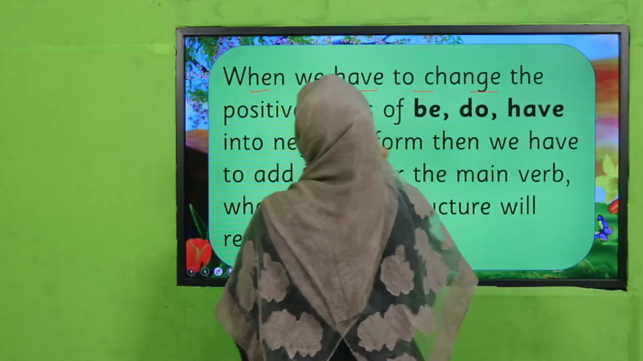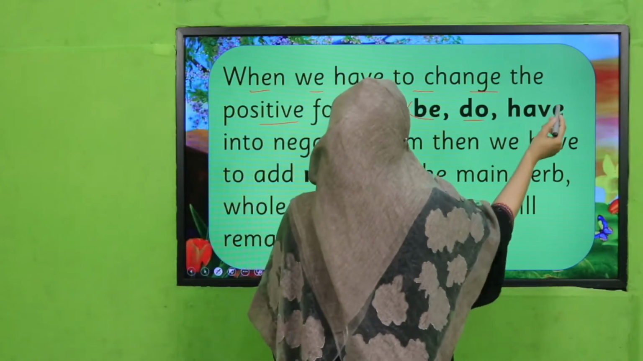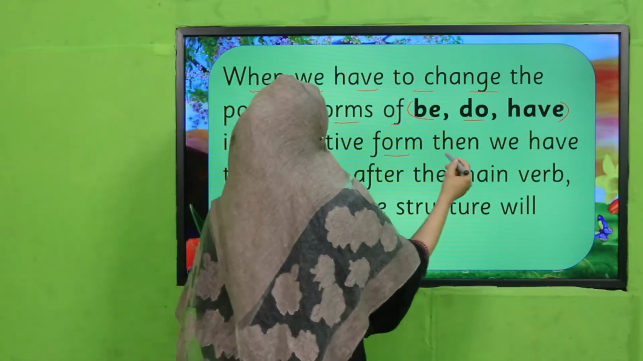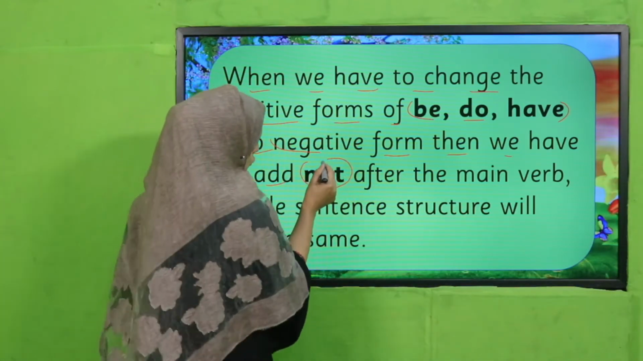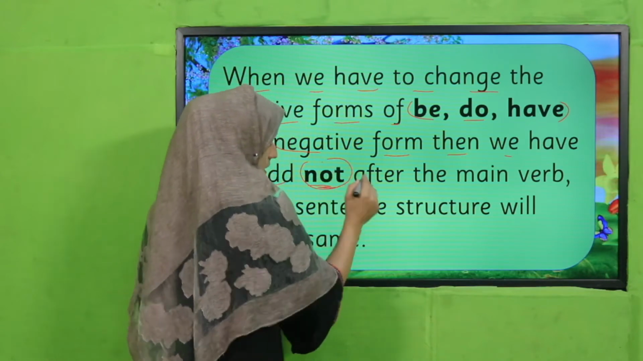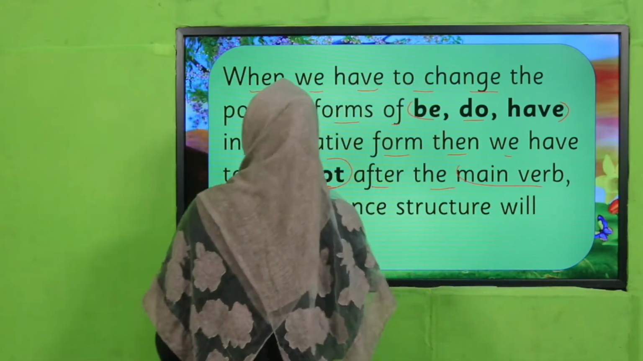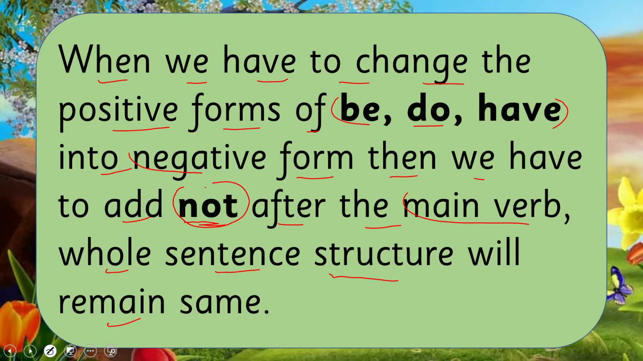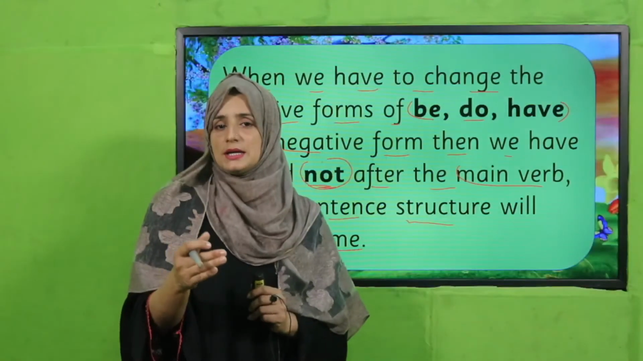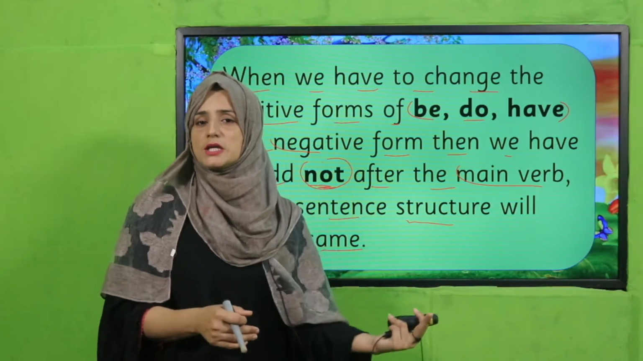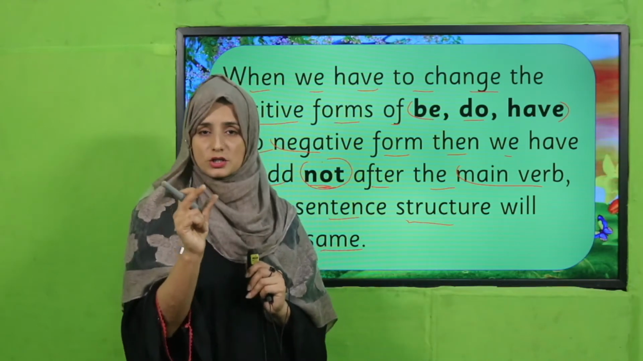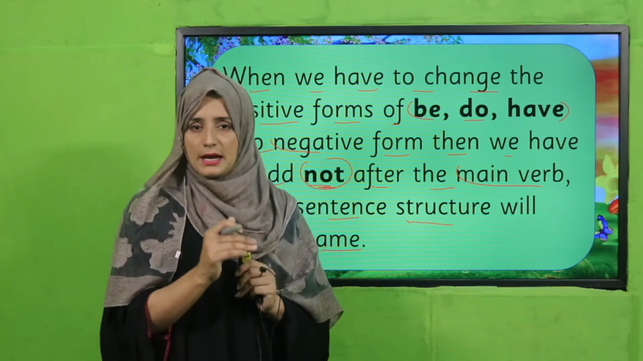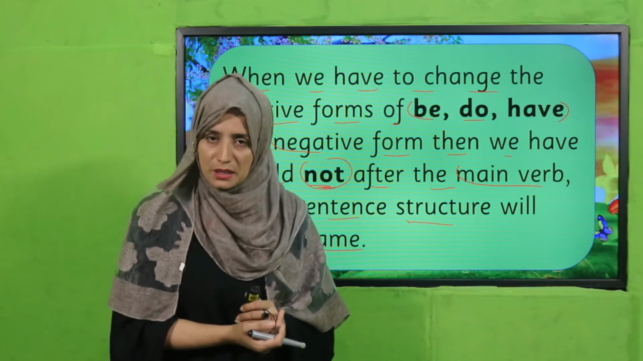When we have to change the positive forms of be, do and have into negative form, then we have to add not. Keep remembering what we have to do. We have to add just not after the main verbs. The whole sentence structure will remain the same. So my dear students, if we have to change a positive sentence into a negative sentence using a main verb, we just add the word not, and the whole sentence structure will remain the same.